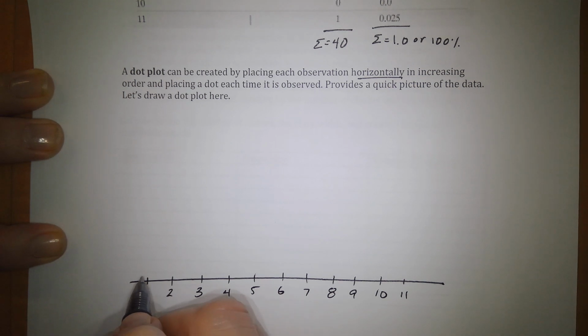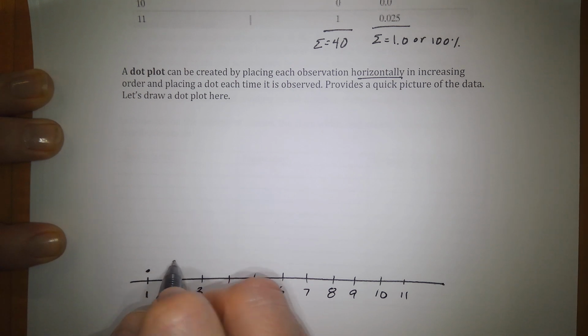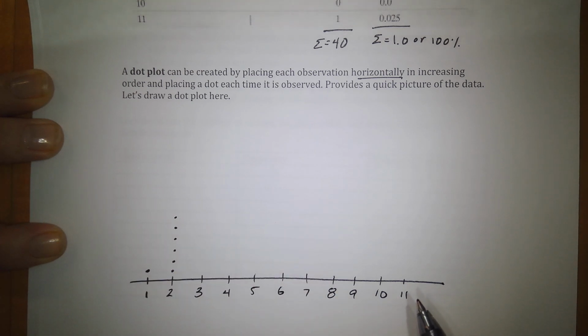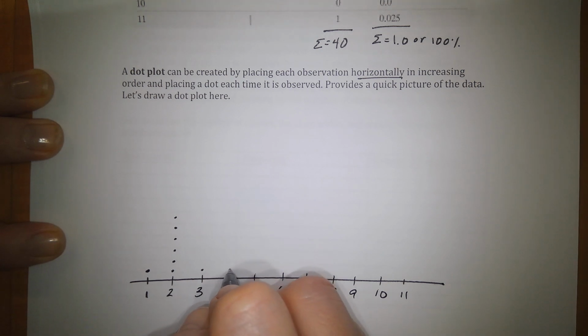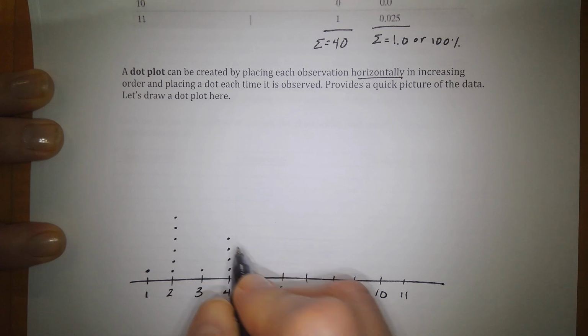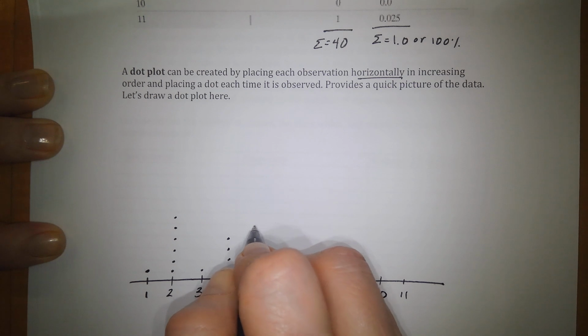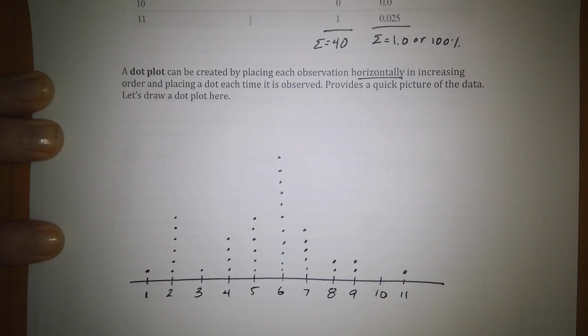So the number of times one customer came during a 15-minute interval was one time. How many times did two customers show up? 6 times, 6 different intervals. 2 customers showed up. There was only one instance where there were 3 customers. There were 4 instances where 4 customers showed up, 7 instances where 5 customers showed up, and so on. I'm going to pause here and let you complete the graph.